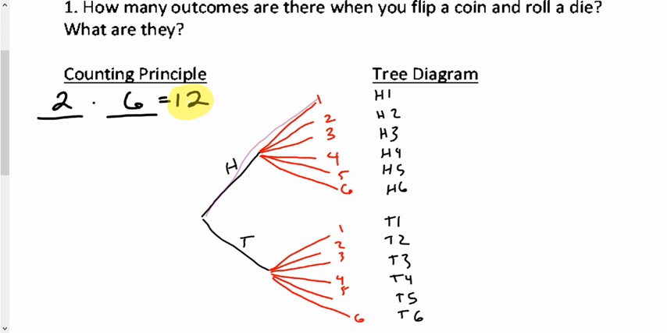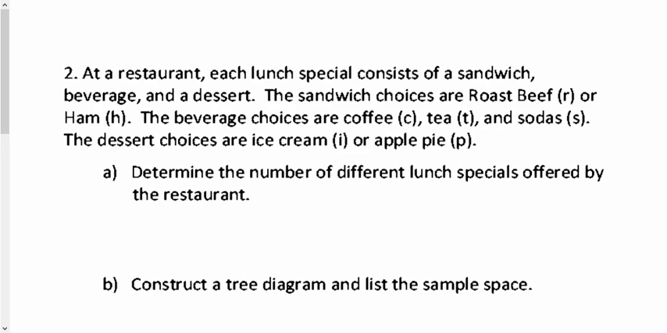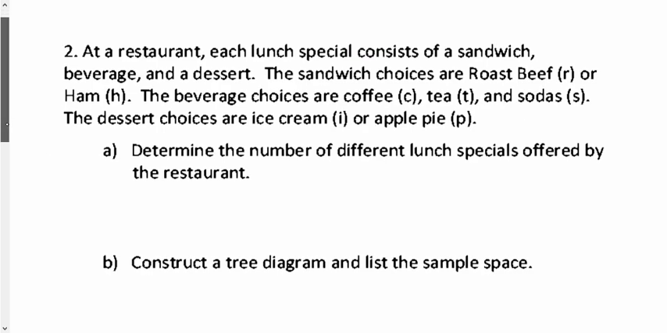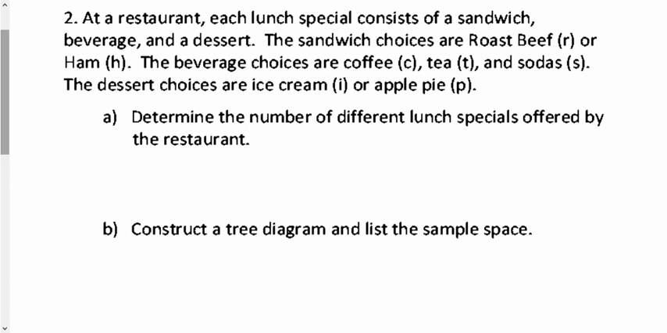Okay? All right, let's move on now and take a look at another example involving some lunch. At a restaurant, each lunch special consists of a sandwich, a beverage, and a dessert. The sandwich choices are roast beef, we'll just let a little R represent roast beef, or ham. The beverage choices are coffee, tea, or soda. And then the dessert choices are either ice cream or apple pie. Determine the number of different lunch specials.